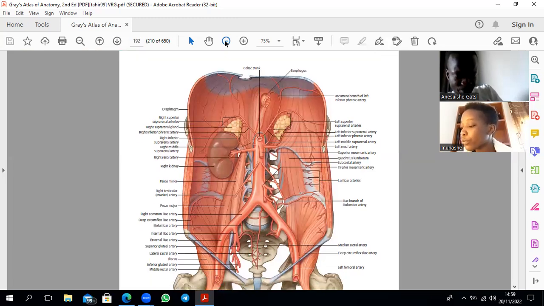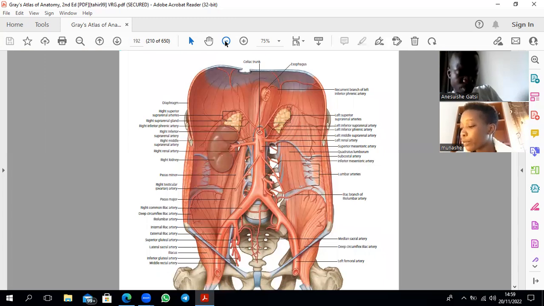So the one from above, which one? Superior epigastric. And superior means there's an inferior. So from below, that's inferior epigastric. And then the nerves from T7 to T12, as in contents of the rectus sheath. Yes, there is T7 to T12.